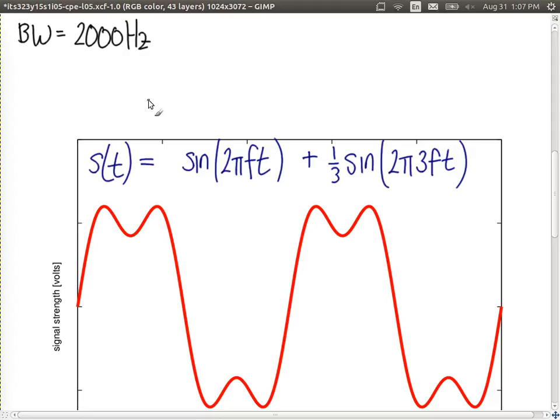Again, 1,000 hertz. Why? The bandwidth is the difference between the maximum frequency component and the minimum. Here we only have two, so it's the difference between the frequencies of the two components. The first component is f. The second component is 3f. What's the difference? 2f. So, in general, the bandwidth equals 2 times the frequency for this equation. We have a bandwidth of 2,000 hertz, so f should be set to 1,000 hertz.